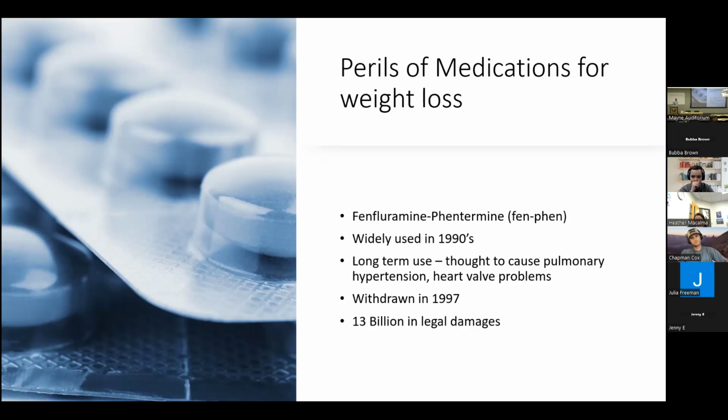Just one other thing to consider when you're thinking about using medications for weight loss. This has been done for many, many years, but back in the early 1990s, when I was still training, there was a drug combination out there that was called fen-phen. Have you guys heard of that?